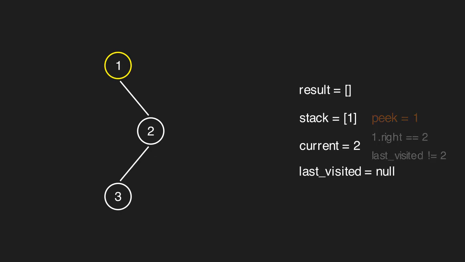Current now equals node 2, so the algorithm again applies the descent rule. First, it pushes node 2. The stack changes from 1 to 1, 2, with node 2 on top. Next, current is assigned node 2's left child. That child is node 3, so the new state is current equals 3, stack equals 1, 2, and result remains empty.